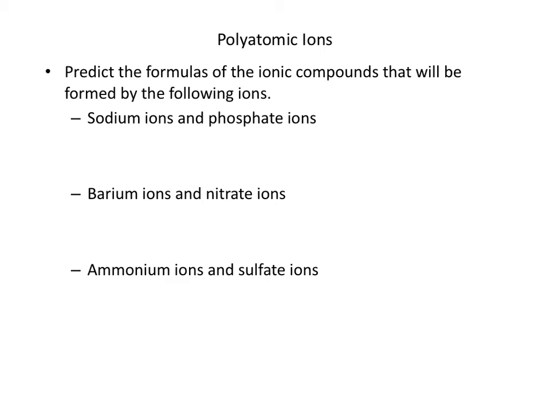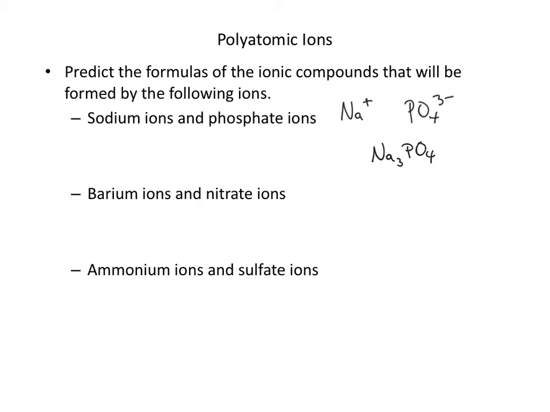So if I was going to combine sodium ions with phosphate ions, well, sodium is an alkali metal, and so if you look at your periodic table, you would know that sodium has a +1 charge, and phosphate has a 3- charge. And so when I combine these ions together, the ionic compound has to be neutral, and so I'm going to need 3 sodiums to counteract the -3 on the phosphate. So the formula for sodium phosphate is Na3PO4.